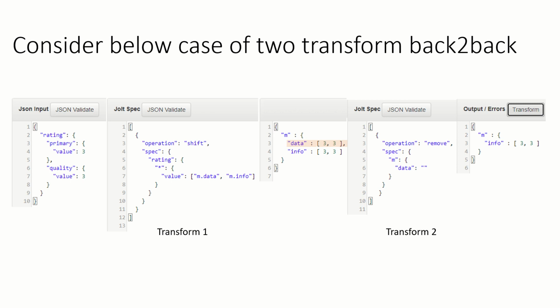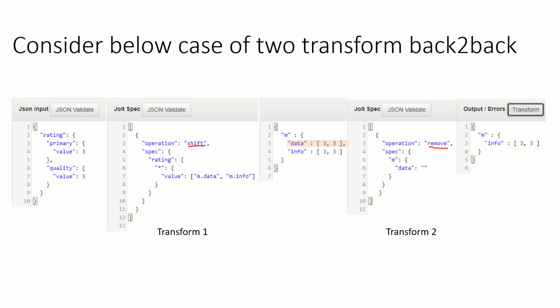Now consider the case below where you have two transforms back to back. Transform 1 is a shift transform, and transform 2 is a remove transform. The first one is shift, the second one is remove.